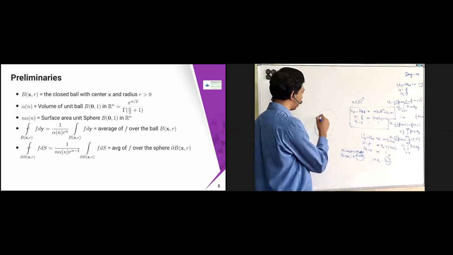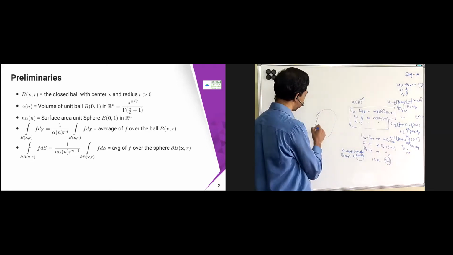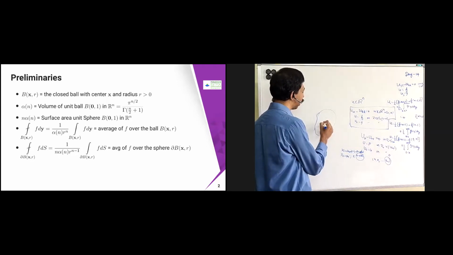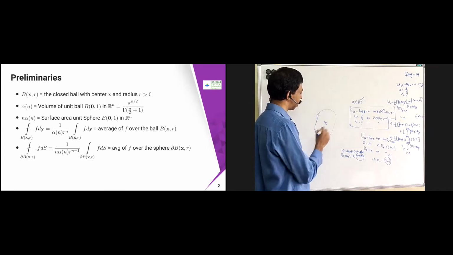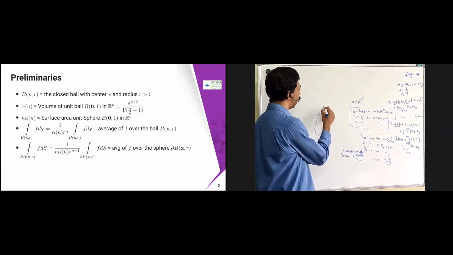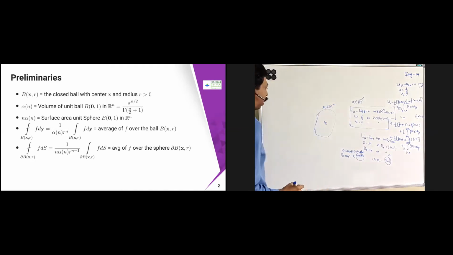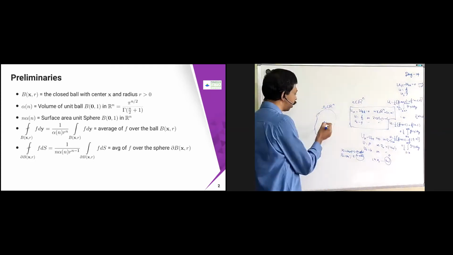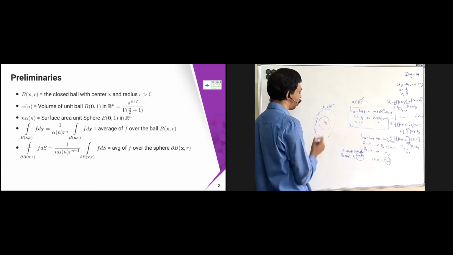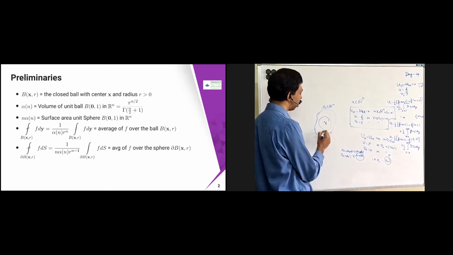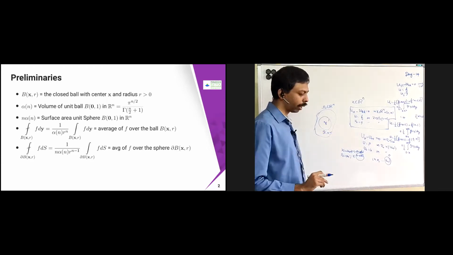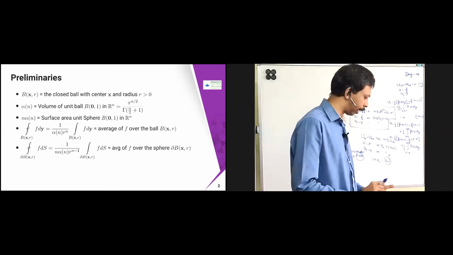Let's say I have a domain. In it I am given a point x, a vector. Here Omega is a subset of R^n. So I have a point x, and I construct a ball, which is nothing but B(x, r), the ball with center x and radius r relative to Omega.